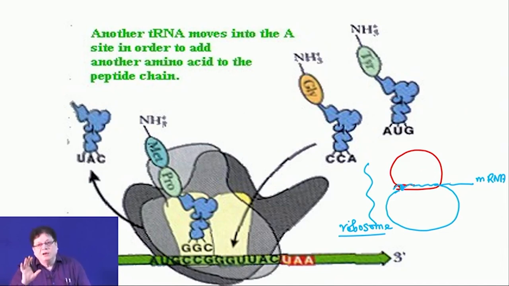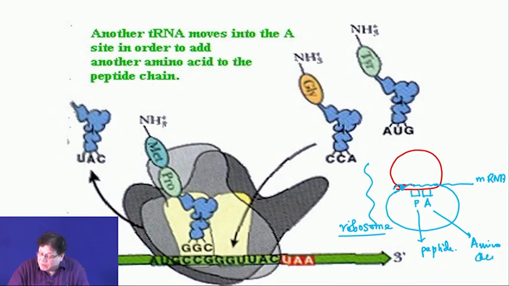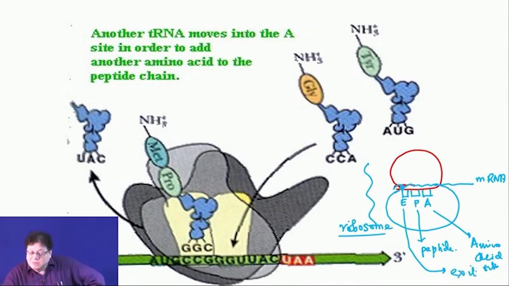This is a little complicated, but you have to be very attentive here. Now this ribosome has different sites. One site is called the P site, and another site next to it is called the A site. P site is nothing but the peptide site, and this is the amino acid site. And on the left side of it, there is something called the E site, that is exit.